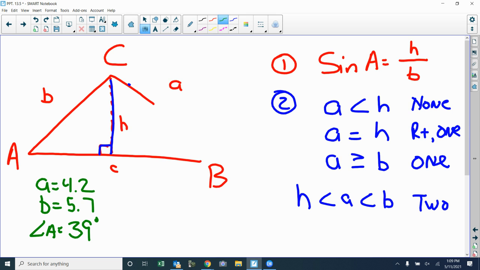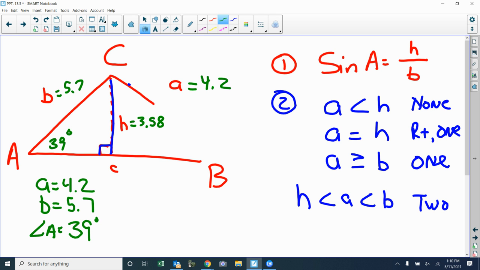I got it at 3.58. Anybody close to that? Yeah. So my A is 4.2, my B is 5.7, and this angle is 39 degrees. All right.